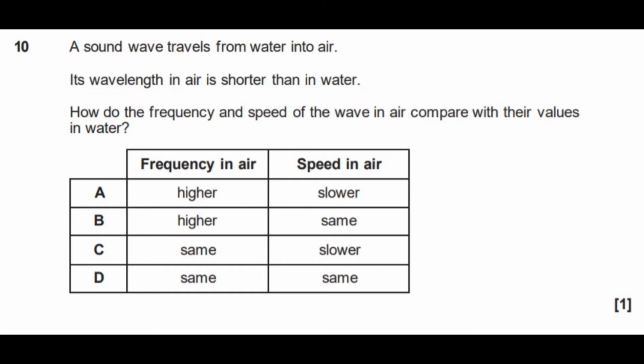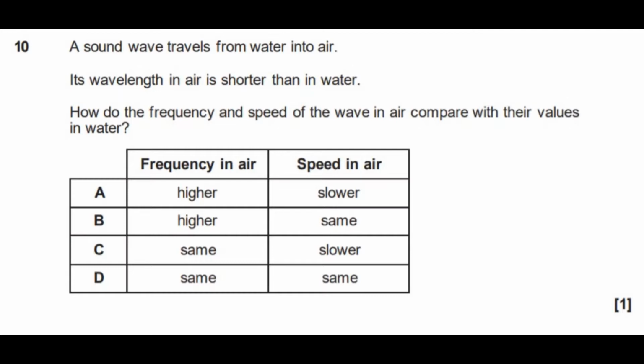A sound wave travels from water into air. Its wavelength in air is shorter than in water. How do the frequency and speed of the wave in air compare with their values in water? So you've got two columns, frequency in air and speed in air, and you've got A, B, C, and D.